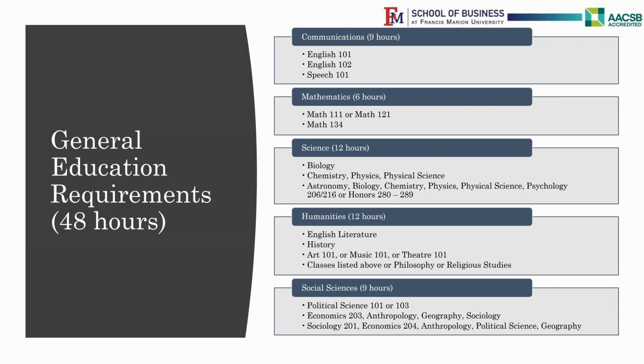Healthcare Informatics majors must take Economics 203 and 204. Healthcare Administration majors who are interested in double majoring in Healthcare Informatics should take Econ 203 and Sociology 201.